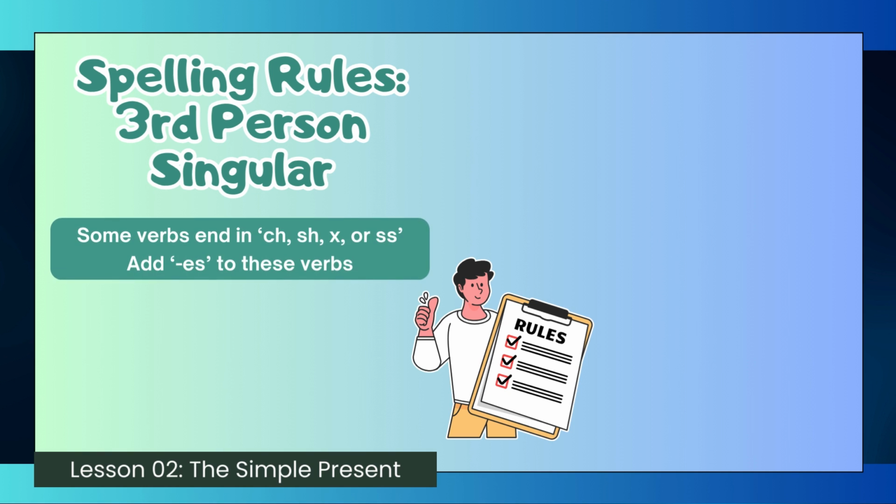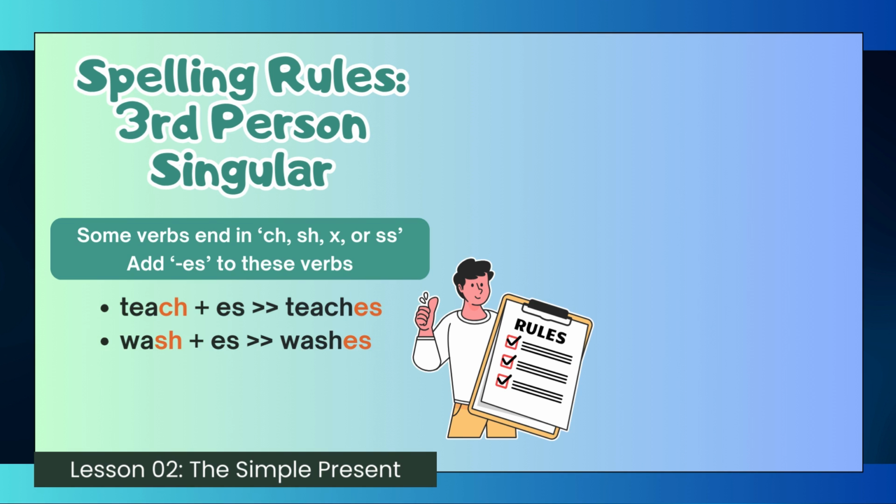And here are some verbs that end in ch, sh, x, or ss. We need to add es to these verbs. For example, the verb teach ends with ch, so we need to add es to it. So it becomes teaches. He, she, it teaches. The verb wash ends with sh. Again, we need to add es to this verb. So washes, he washes, she washes, it washes.